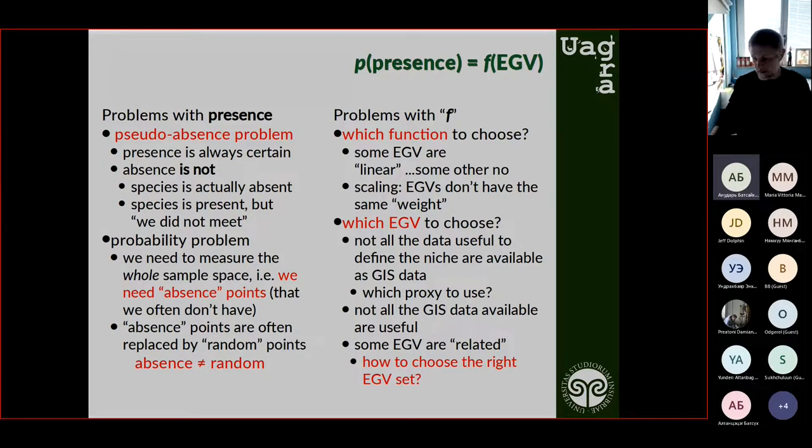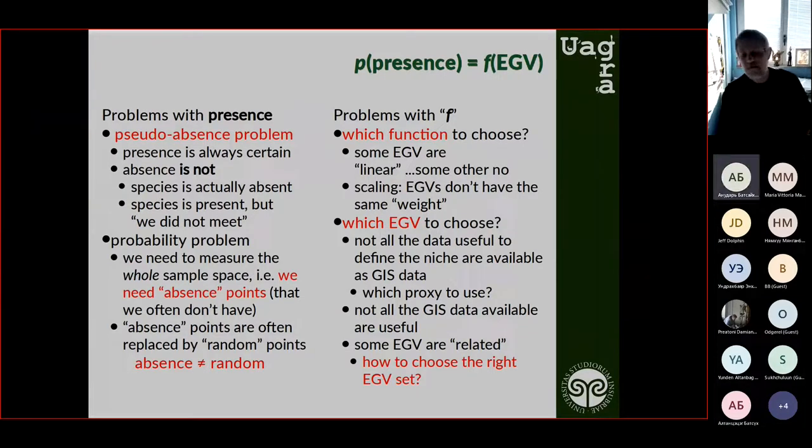Because if you think about it, we can be 100% sure a species is in a given place. We have been bitten by an individual. We have seen at least an individual. But this is not true for absence. This is called the pseudo-absence problem.